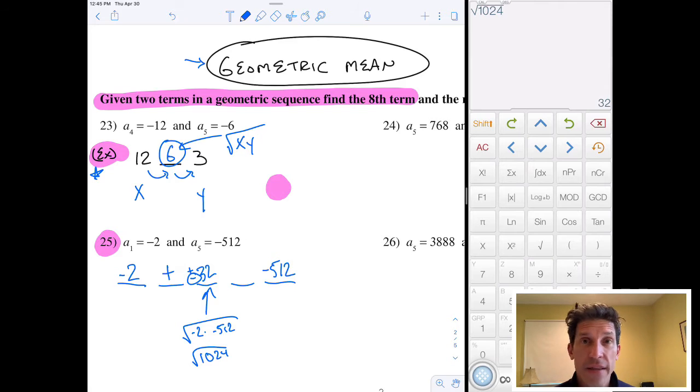So the more I think about this, the positive 32 doesn't really make any sense. So I'll take that out. But that is something to keep in mind, though. There might be times when you find yourself getting more than one answer. Just keep it in mind and be aware of that.